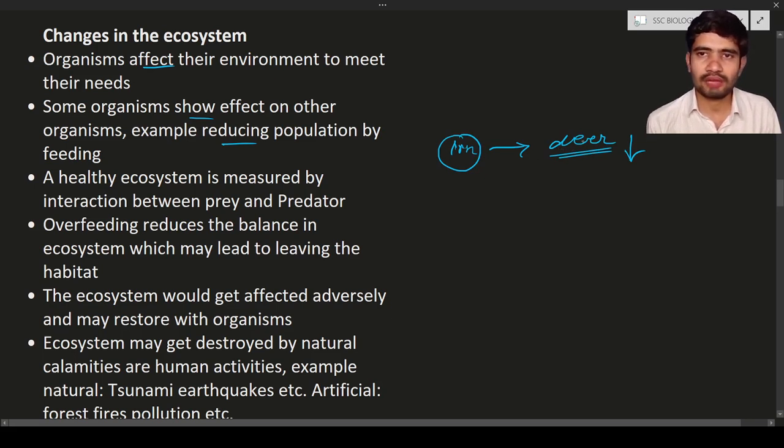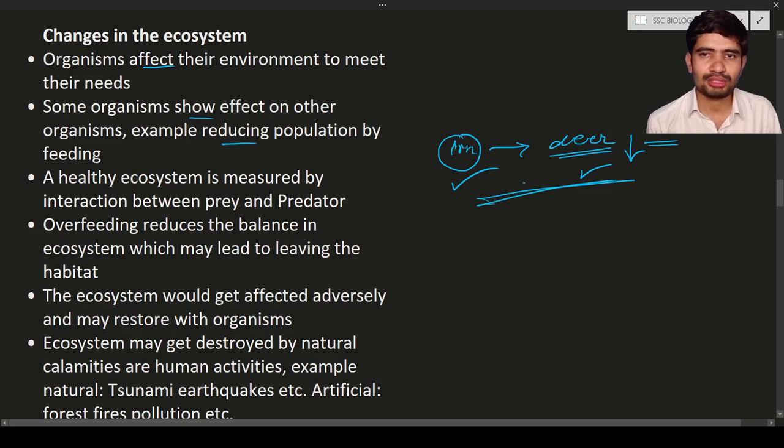Hence, by eating such kind of thing, the population is going to decrease or is going to be maintained normally. Okay. So for a healthy ecosystem, the lions should be present and the deer should be present, everything should be present, and there should be a feeding relationship. That is known as a healthy ecosystem.